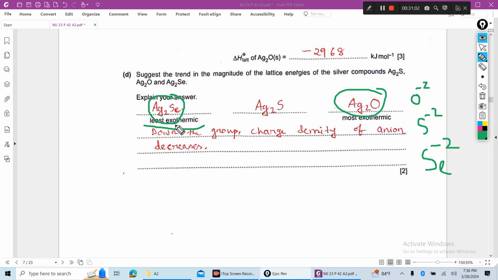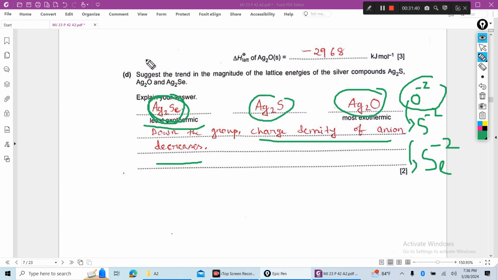So down the group, the charge density of the anion decreases. Why? Because the anion becomes larger. All are minus 2, but from oxide to sulfide the ion is larger, and from sulfide to selenide the ion is larger. So the charge density of the anion decreases. That's why lattice enthalpy decreases: silver oxide has the most exothermic lattice enthalpy, silver selenide is the least exothermic, and silver sulfide is a medium value.